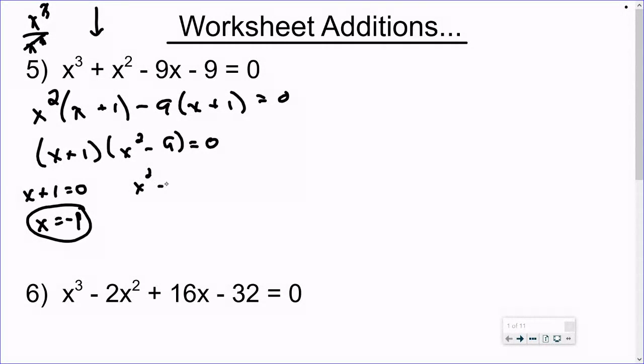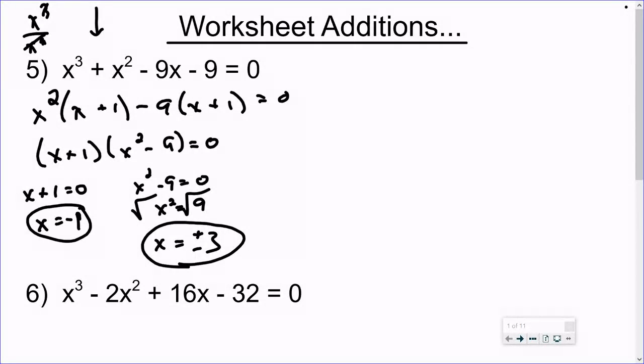Here, let's follow that same format. So I get x squared is equal to 9. I take the square root of both sides. Remember, when I put in the square root, I want plus and minus that particular value to get this one.